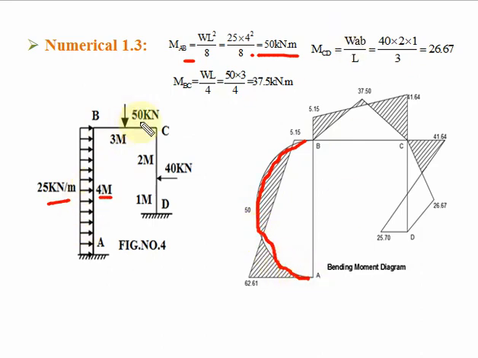Now next one, for point load 50 kilonewton acting at the mid, sorry, for MBC, this one is a 50 kilonewton. So for MBC, let's calculate WL by 4, 50 into 3 divided by 4, 37.5. So for that, in triangular fashion you have to draw. So this is for your point load.